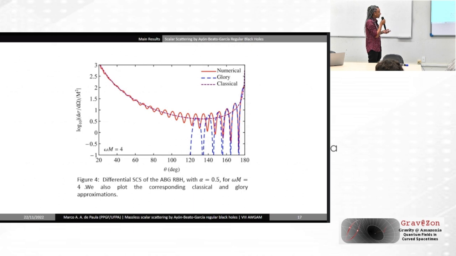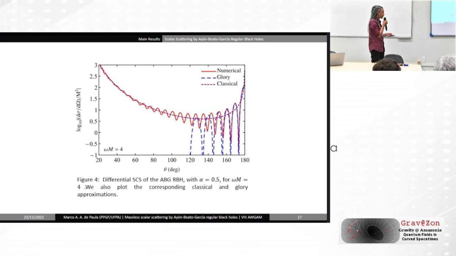As you can see, our numerical results typically oscillate around the classical ones. You can understand this oscillatory behavior in this case as a consequence of the fact that we are working with a scalar wave. And as we approach the backward direction, the Glory approximation resembles our numerical results very well. Therefore, our numerical computations are in good agreement with the analytic approximations, and this is a very important result because it's related to the consistency of our work.